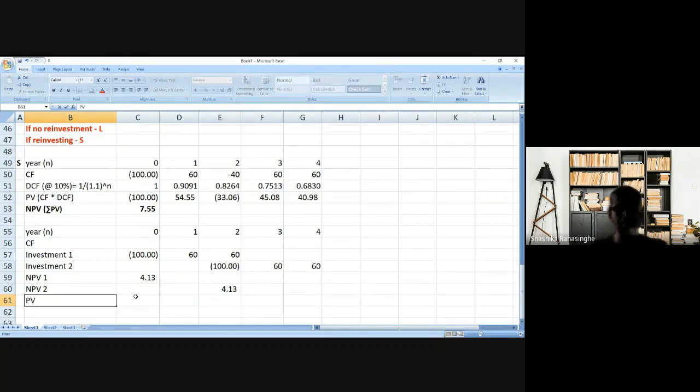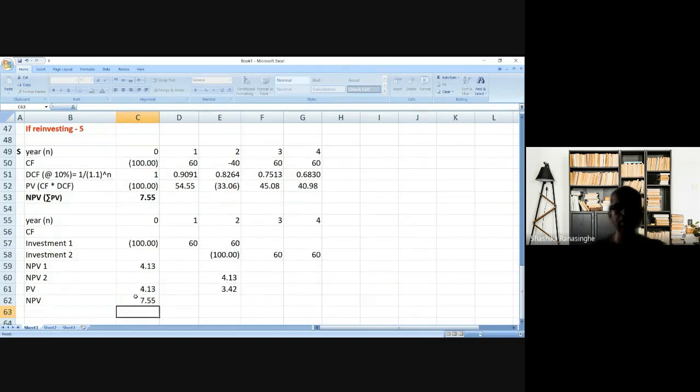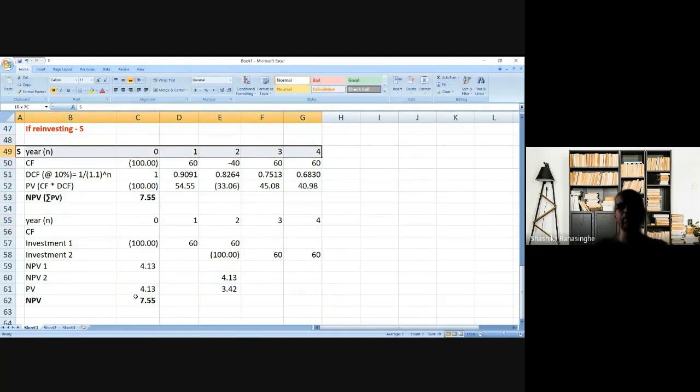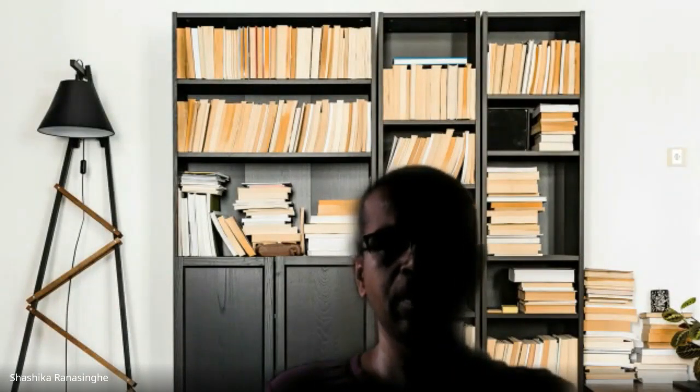Now, if you calculate the present value, it's straightforward 4.13. Here it is 4.13 divided by 1.1 to the power 2, which is 3.42. The total NPV is 4.13 plus 3.42, 7.55. You get the same answer. So you can use either of these methods. As long as you don't get confused, use that method. Any questions?